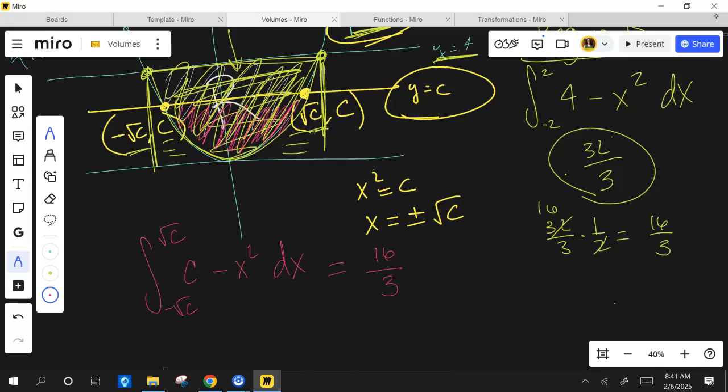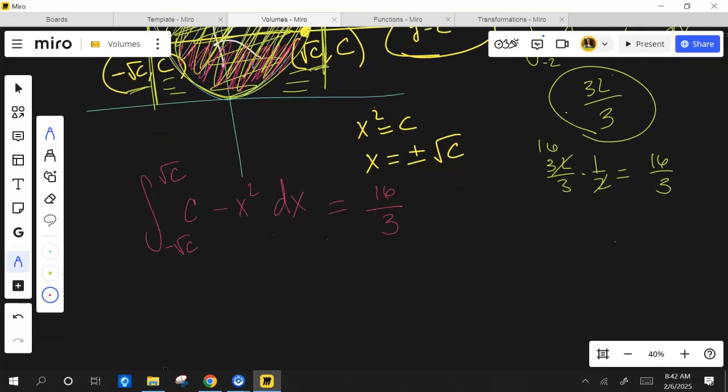Yes, yes, yes. I have not taught you integration with respect to y yet, which is why I'm doing it this way right now. Okay. But yes, because it is symmetrical. Okay. Cx minus 1/3 x cubed. This is all evaluated from negative square root of C to square root of C, and I better get 16 over 3 when I'm done.